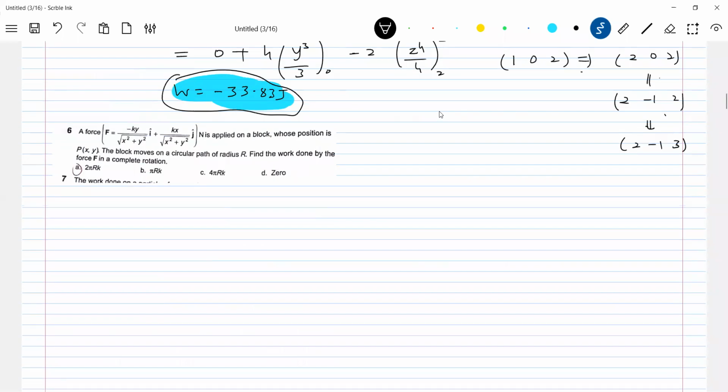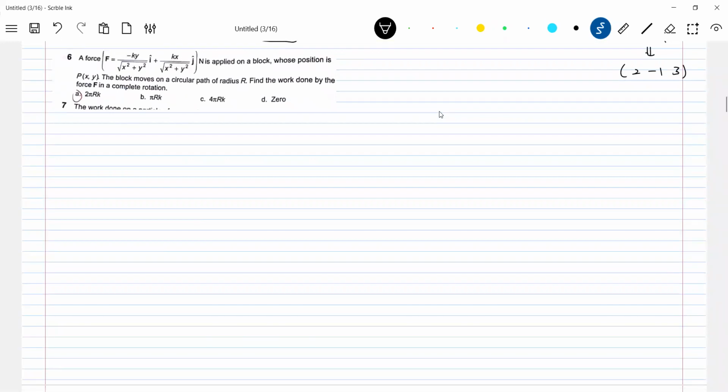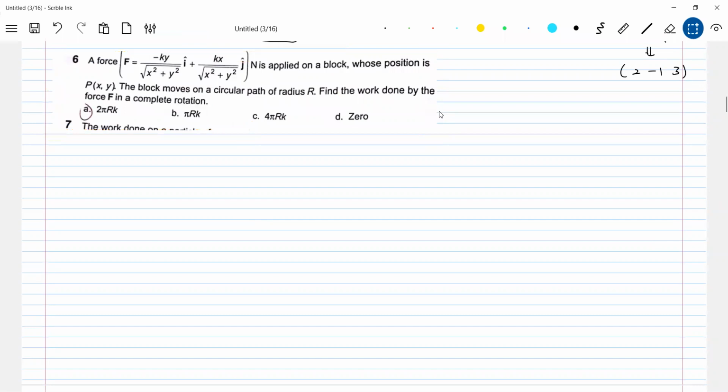Come for this next problem. So, read the question. The block moves on a circular path of radius r. I'll magnify the question. The block moves along a circular path of radius r. Find the work done by the force F in one complete rotation.